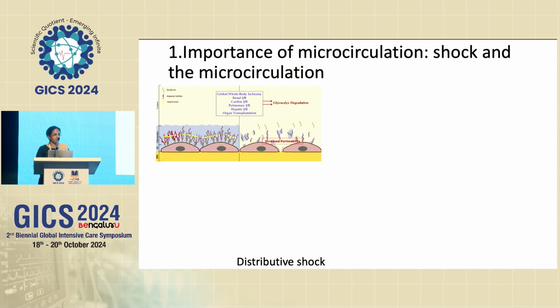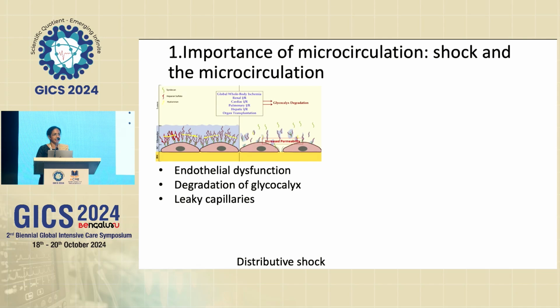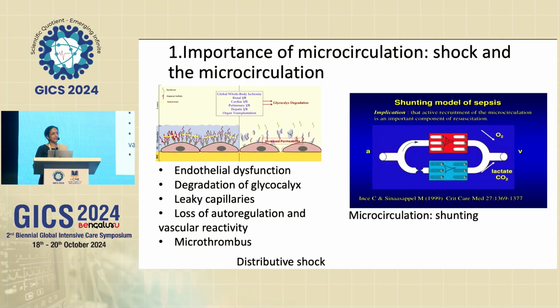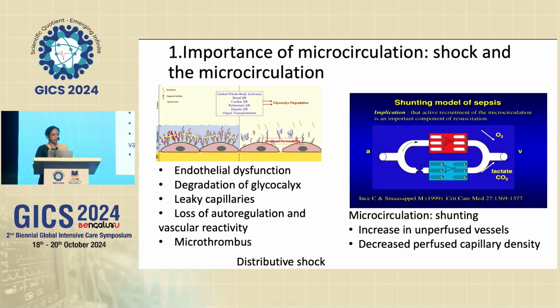So these mechanisms, as we all know, are very heavily compromised during states of shock because of the inflammatory mediators, etc. There is endothelial dysfunction, degradation of glycocalyx, leaky capillaries forming edema, loss of autoregulation, and the coagulation cascade leads on to microthrombus formation. And further, there is microshunting, resulting in unperfused vessels. There are dysregulated nitric oxide pathways. There is a lot of decreased perfused capillary density and a lot of heterogeneity.